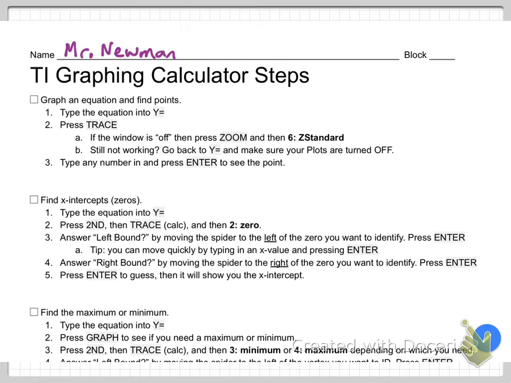So first off, I want to make sure you all see this sheet I gave you. You can graph an equation and find points. That was on a previous video, so go ahead and check that little box there. If you need a refresher, you can go back to a previous video and see how to do it. But it's basically type into y equals and press trace and type in different points to get certain values. This video is going to show you how to find the x-intercepts, especially if they're not nice, neat x-intercepts. So grab your calculator and let's get started.